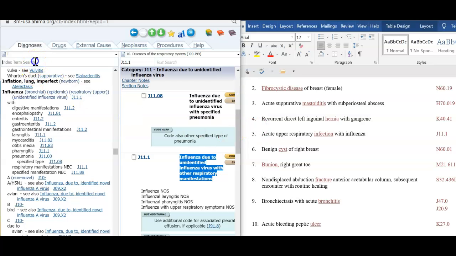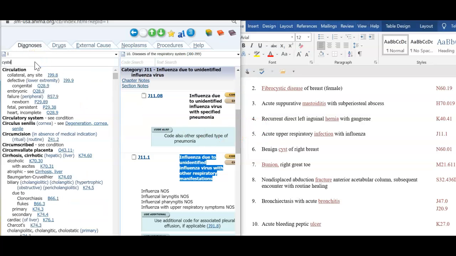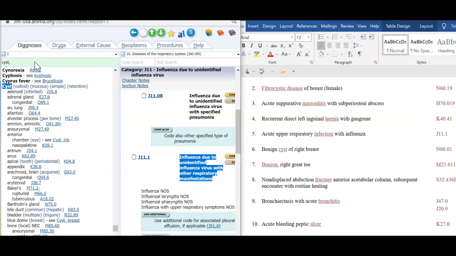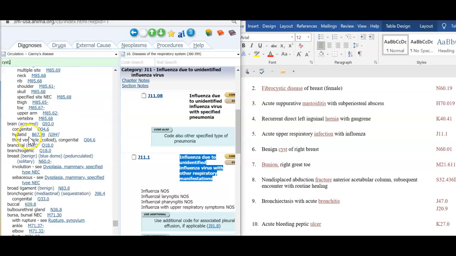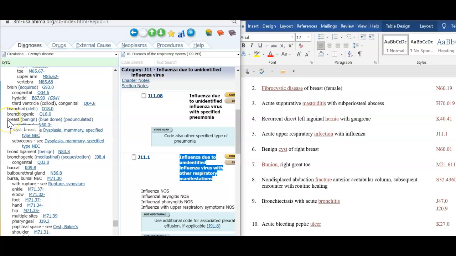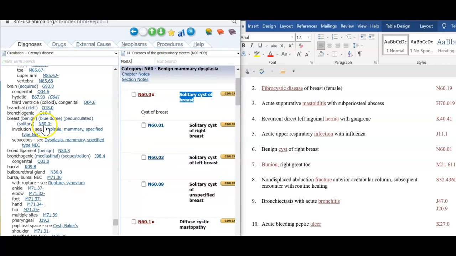Okay, number 6, we have cyst. And I am going to go to breast. We know it's benign and we know it's the right. So with this, you're going to look up cyst. I'm going to go down to breast, benign, and it's N60.0. So now you're going to look that up in your tabular.